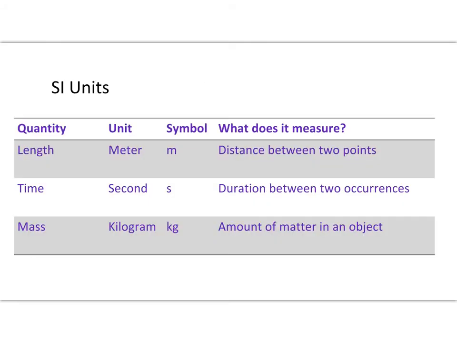All right, so some basic SI units that we'll use in this course. The first one is for length. We're going to use meters, and this is just the distance between 2 points. Then we have time, and that's seconds, the duration between any 2 occurrences. And thus we have mass. The standard unit that we use in physics is the kilogram. However, our base unit is just the gram.